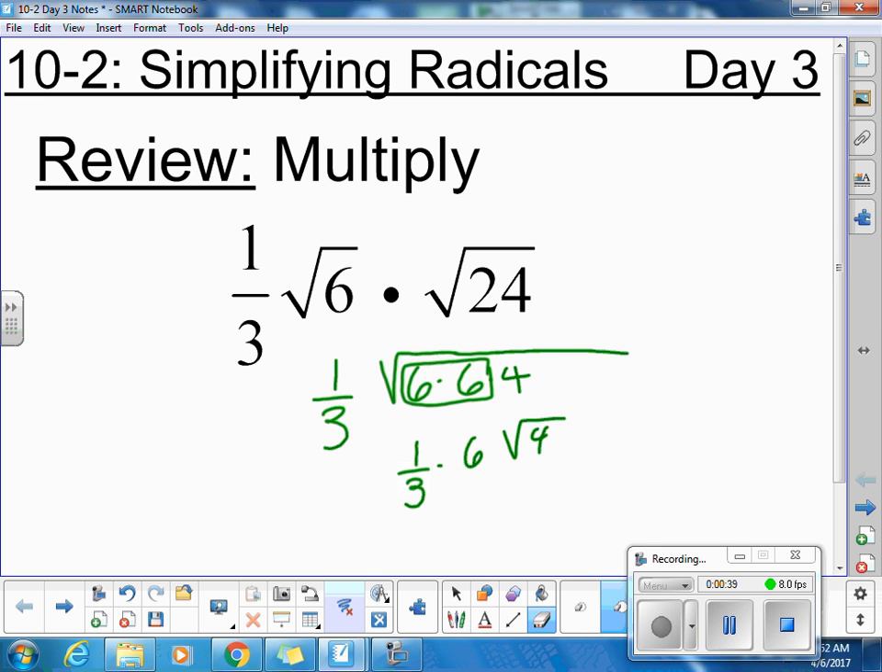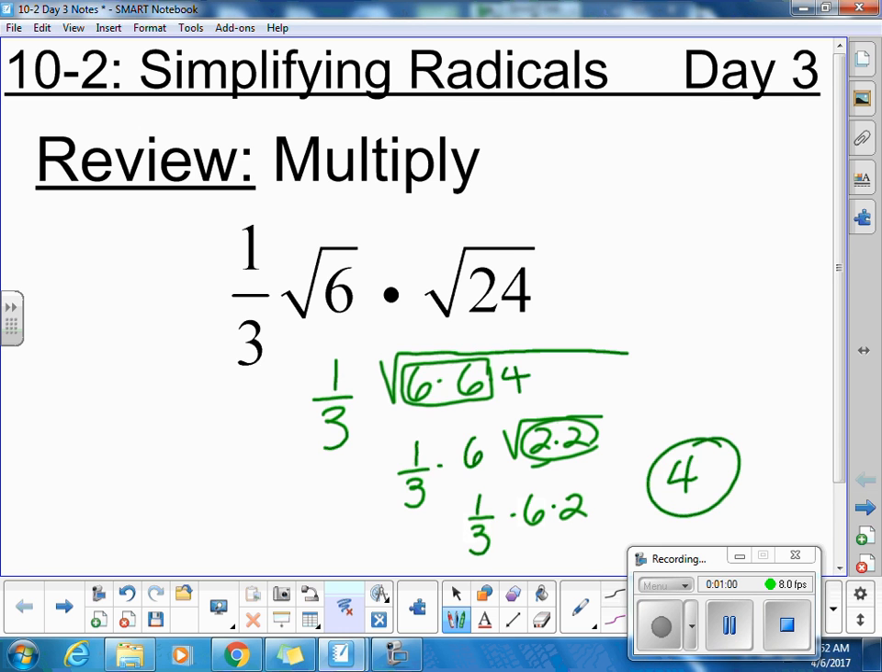But I know that square root of 4 is actually square root of 2 times square root of 2, or square root of 2 times 2. So I have 2 together again. 1 can come out. So I have 1/3 times 6 times 2. Which is 1/3 of 6 is 2 times 2, which is 4. So the answer here is 4.